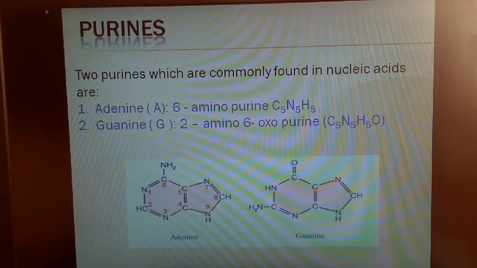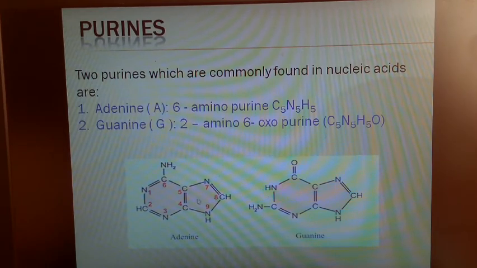Adenine you can name as 6-aminopurine, C5N5H5. Observe here there are 5 carbons, 1, 2, 3, 4, 5. Likewise nitrogen, 1, 2, 3, 4, 5, five nitrogens. Next, hydrogen, 5. As I said, this double bond may shift here and this hydrogen may shift to this nitrogen. The two forms are available.